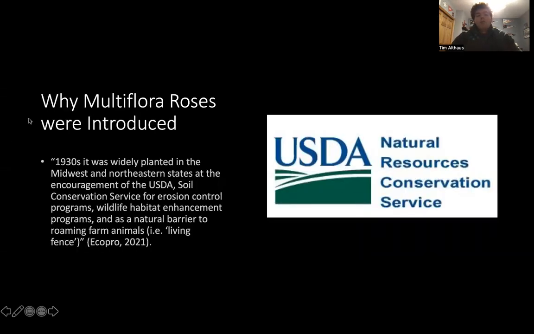Why were multiflora roses introduced? In the 1930s, it was widely planted in the Midwest and the northeastern United States because they were used for erosion control, and also as natural barriers for roaming animals, pretty much like live fencing for livestock and even humans. We had a lot of water erosion going on, and the USDA figured if we planted these, we could control it a little better.